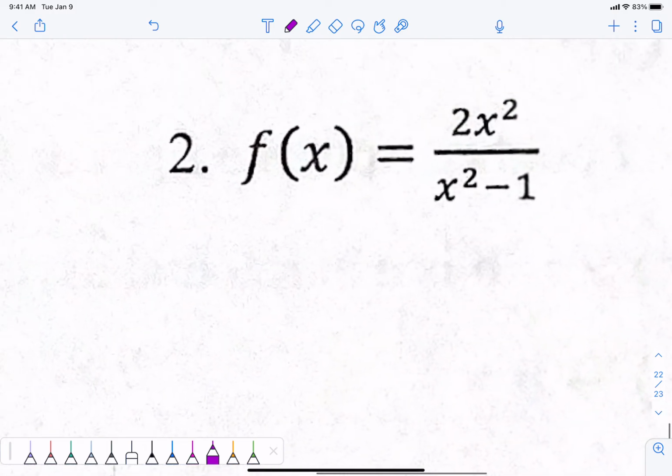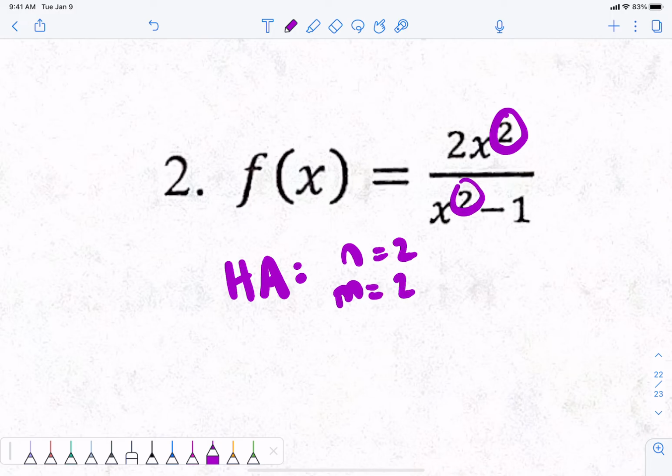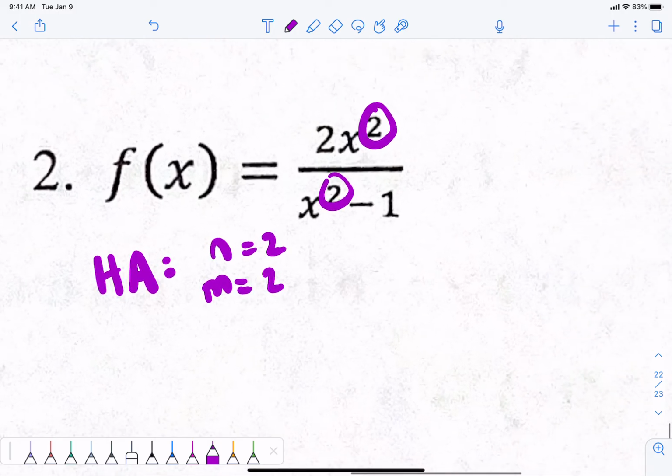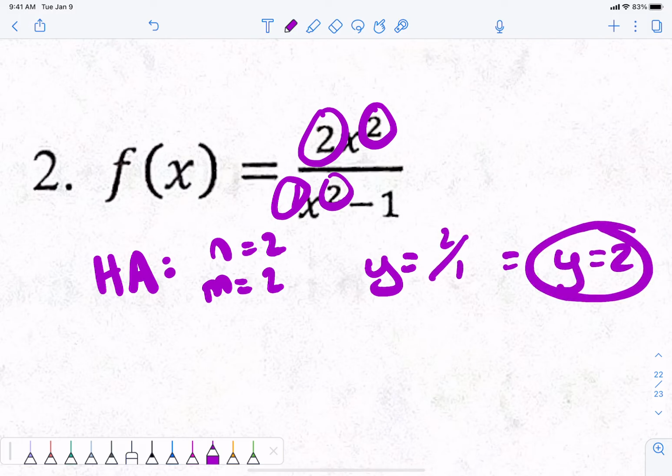Next one, for the HA. The leading coefficient is 2 over 1. My n is to the 2nd power, my m is also to the 2nd power, and so I do y equals the leading coefficients. What's the leading coefficient at the bottom? 1. So it's 2/1. So y equals 2 is my horizontal asymptote.